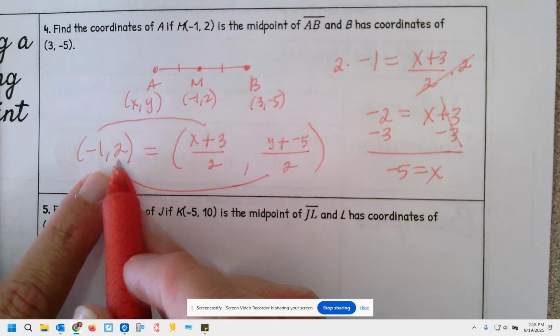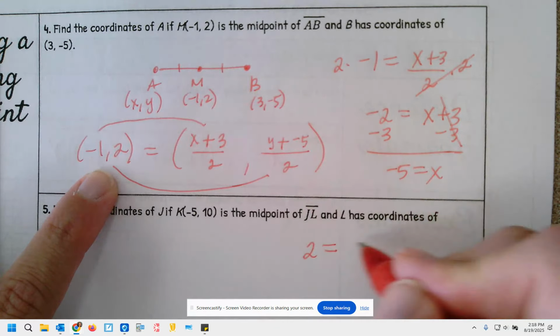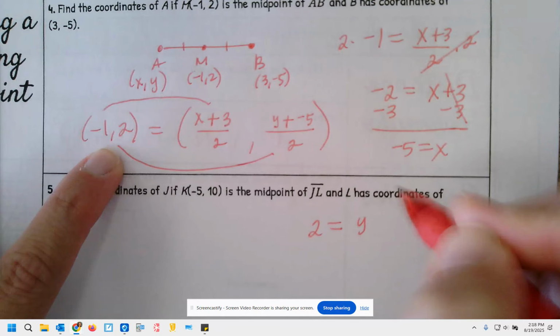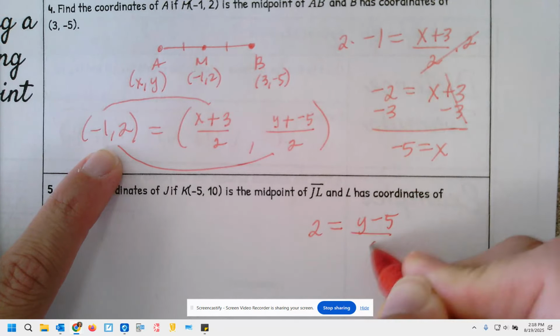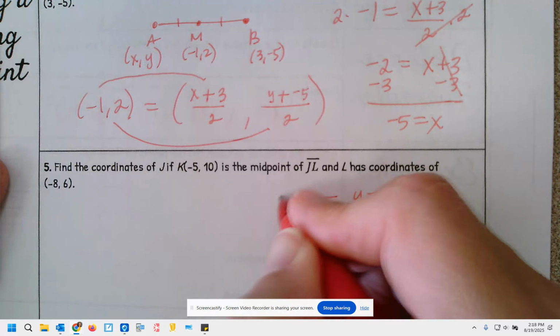And then I'll just go below here. The y coordinate of the midpoint, 2, came from this expression, y plus -5, or I'm just going to say y minus 5 divided by 2. Again, I'm going to multiply both sides by 2.